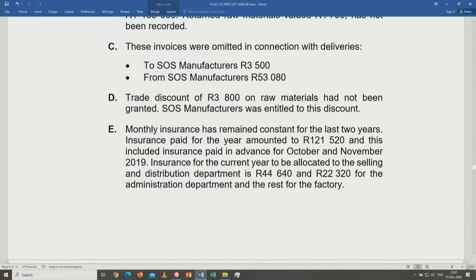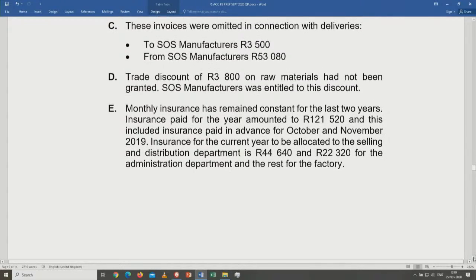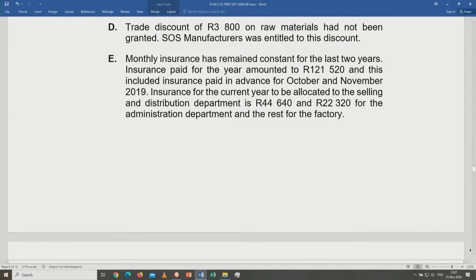E. The monthly insurance has remained constant for the last 2 years. Insurance paid for the year amounted to 121,520. And this includes insurance paid in advance for October and November 2019. Insurance for the current year to be allocated to the selling and distribution is 44,640 and 22,320 for the administration department, and the rest must go for the factory.